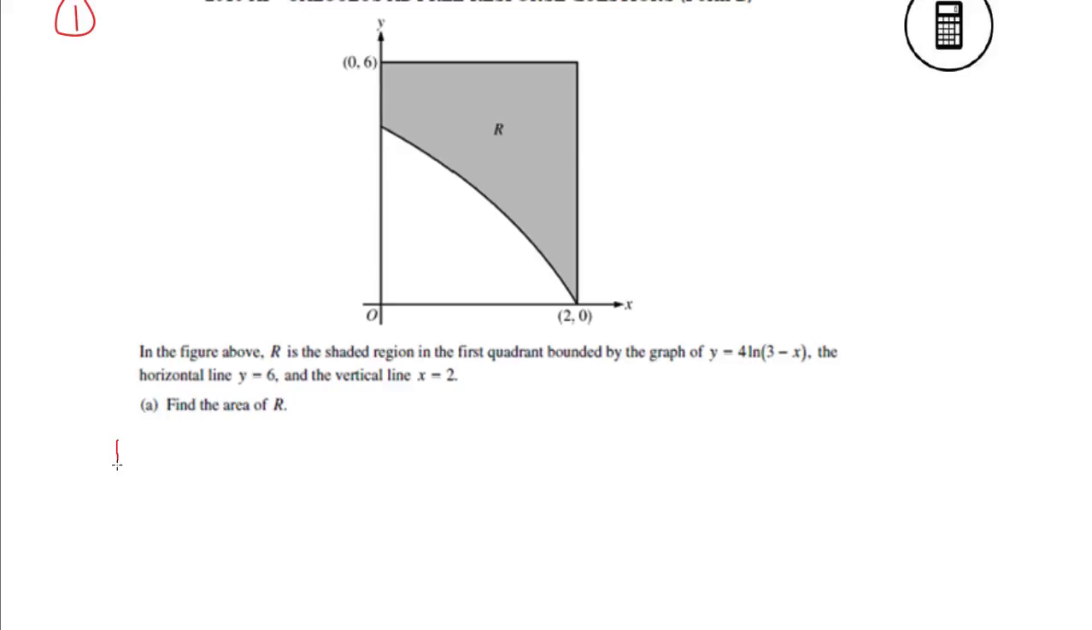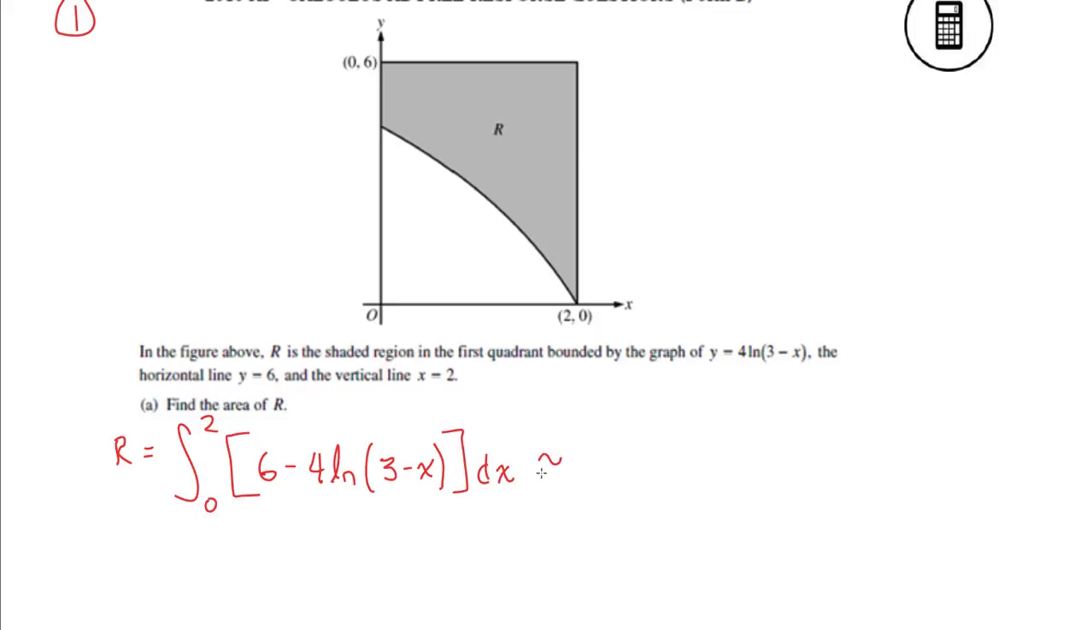So that area R is going to be equal to the integral from 0 to 2. 0 to 2, those are the bounds of x. And we need to say the top function, which is 6, minus the bottom function. So we'll do brackets here. It's going to be 6 minus 4 natural log of 3 minus x. And then all of that is going to be multiplied by the thickness dx.